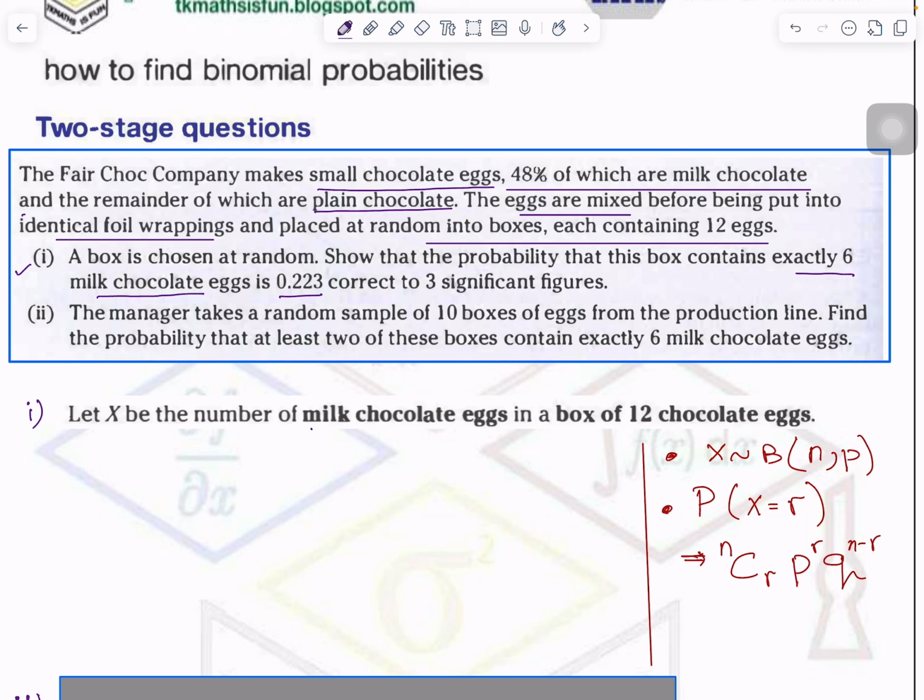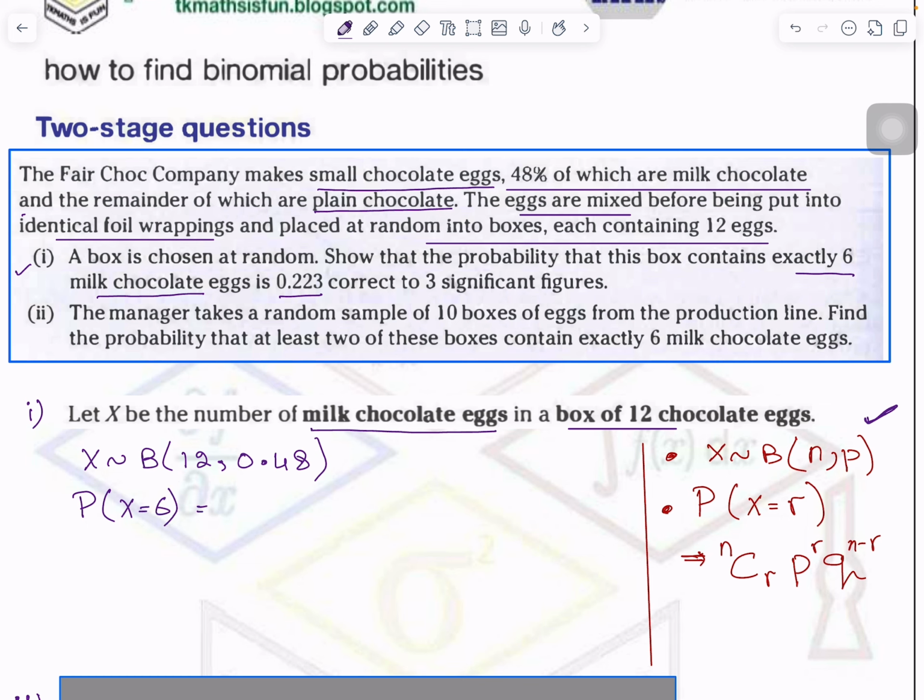First of all, you have to give a name to the variable. So let X be the number of milk chocolate eggs in a box of 12 chocolate eggs, right? So now the binomial distribution in this case will become what? I have written the general formula here on the right hand side. There are 12 eggs, because we are talking about how many eggs are milk chocolate. The probability of milk chocolate is 0.48. And we are finding that exactly six milk chocolate eggs are in that box.